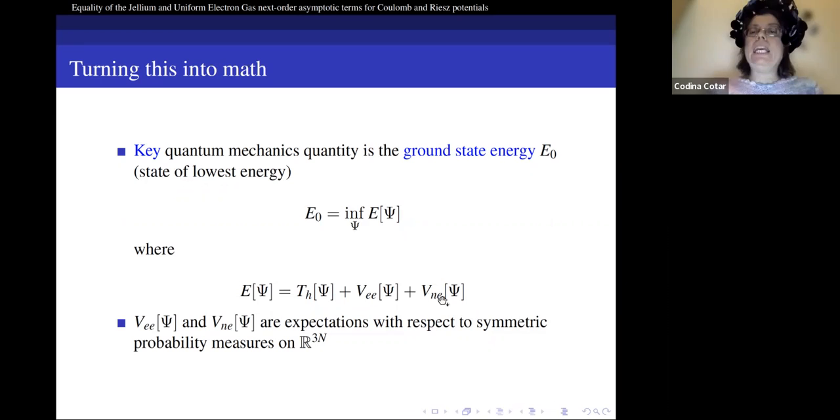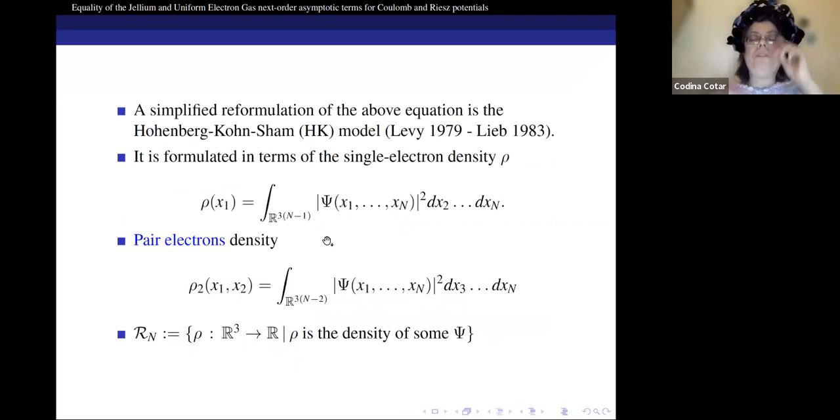Now, VNE is a nice quantity and it doesn't bother us when we take the infimum. However, the kinetic energy and the electron-electron interaction cause a lot of problems. In some sense, we could think of these terms as expectations with respect to the symmetric probability density, which is of the size of absolute value of psi squared on R^3N. Yeah? So you can think of them as expectations, and we want to minimize this quantity. Now, a priori, this is a really unpleasant formula, and this was reformulated non-rigorously by Hohenberg, Kohn, and Sham in the 60s, and then by Levy and Lieb later on.